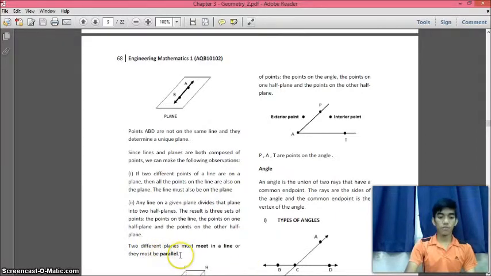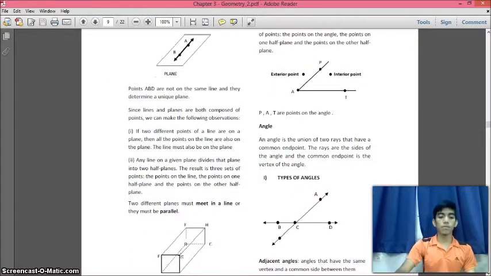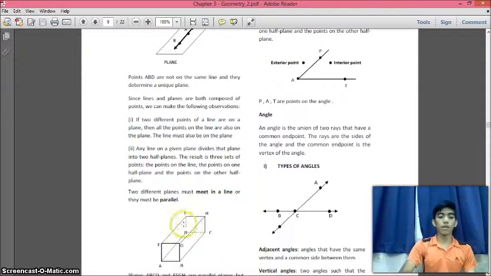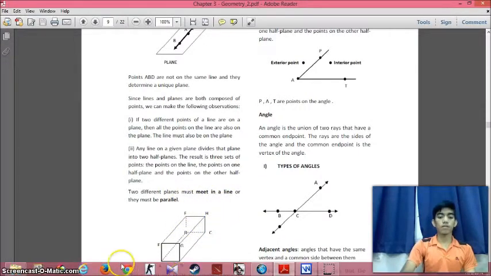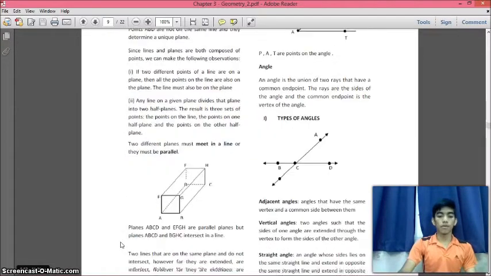Two different planes must meet in a line or they must be parallel. Parallel planes are the same as parallel lines. Here, plane ABCD and plane EFGH are parallel planes, but plane ABCD and plane BGHC intersect in a line.